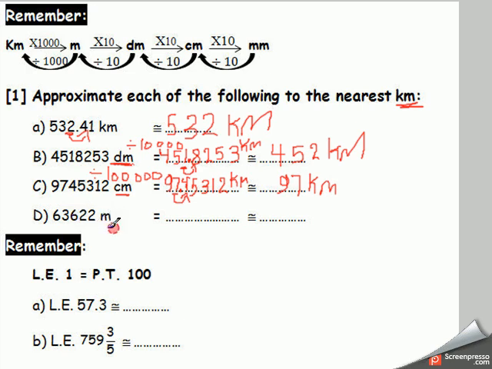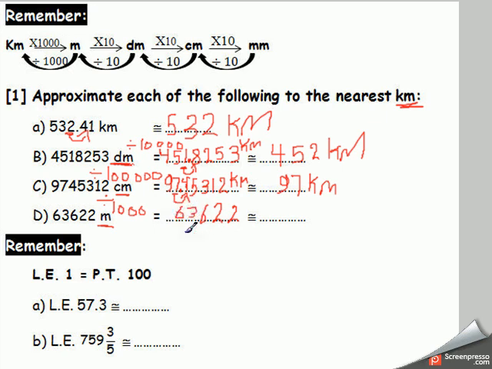This is in meters, mister. I want to convert to kilometers, to do approximation to the nearest kilometer. From kilometer to meter, I have 3 zeros, so I will divide by 1000, mister. When I divide by 1000, I will write the decimal point. The decimal point will be between 3 and 6. Excellent. I write the number again from the right: 2, 2, 6, 3, 6.